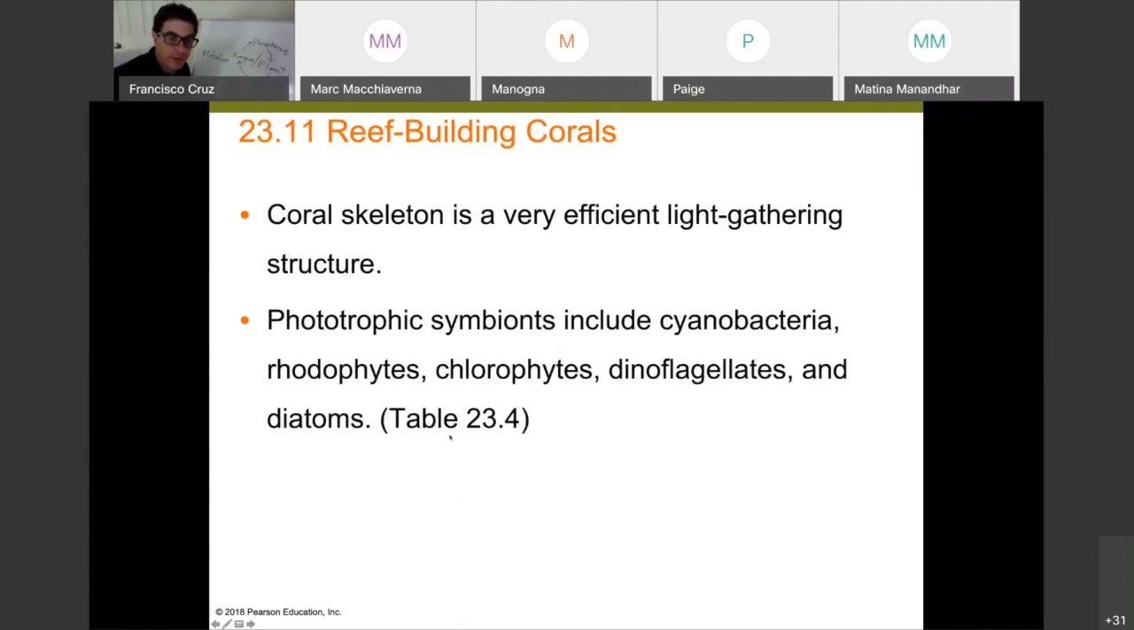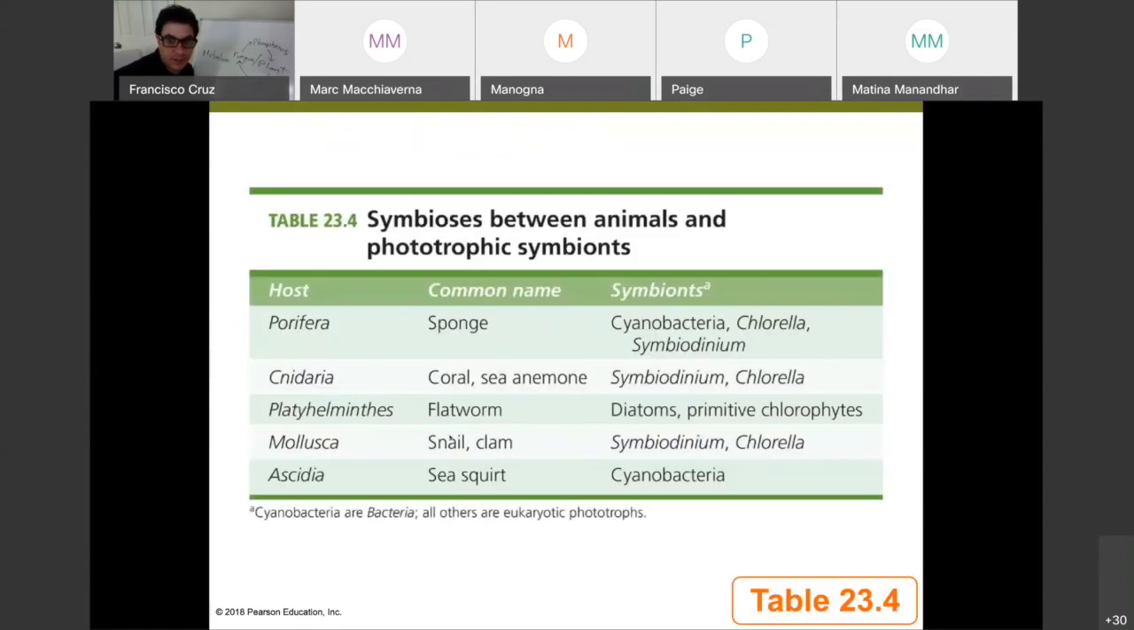We have coral reefs too. Corals have a symbiosis with bacteria as well. They include cyanobacteria, chlorophytes, dinoflagellates is the big one, diatoms, a lot of stuff. So here's a profile of those organisms.